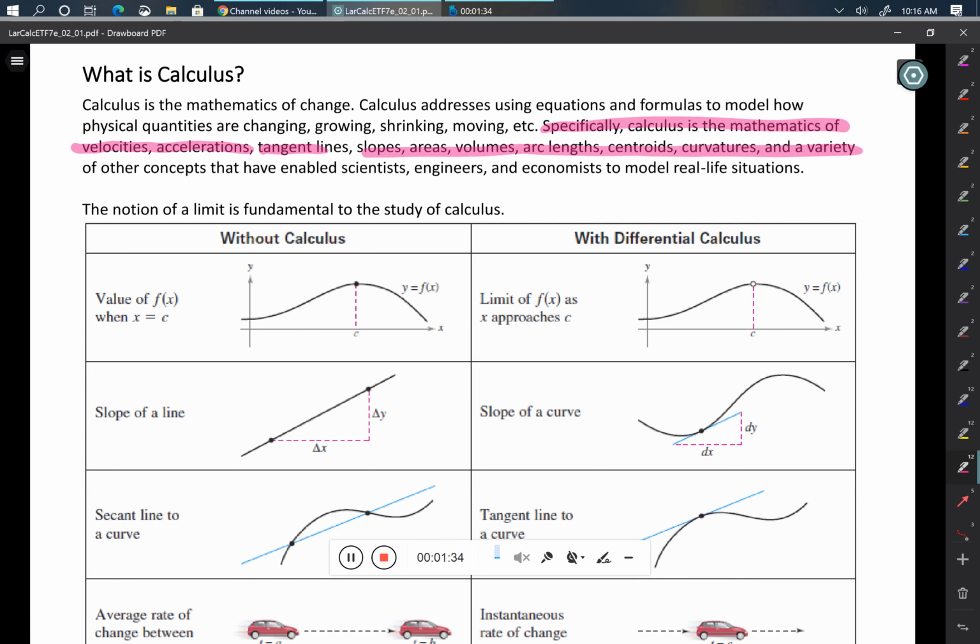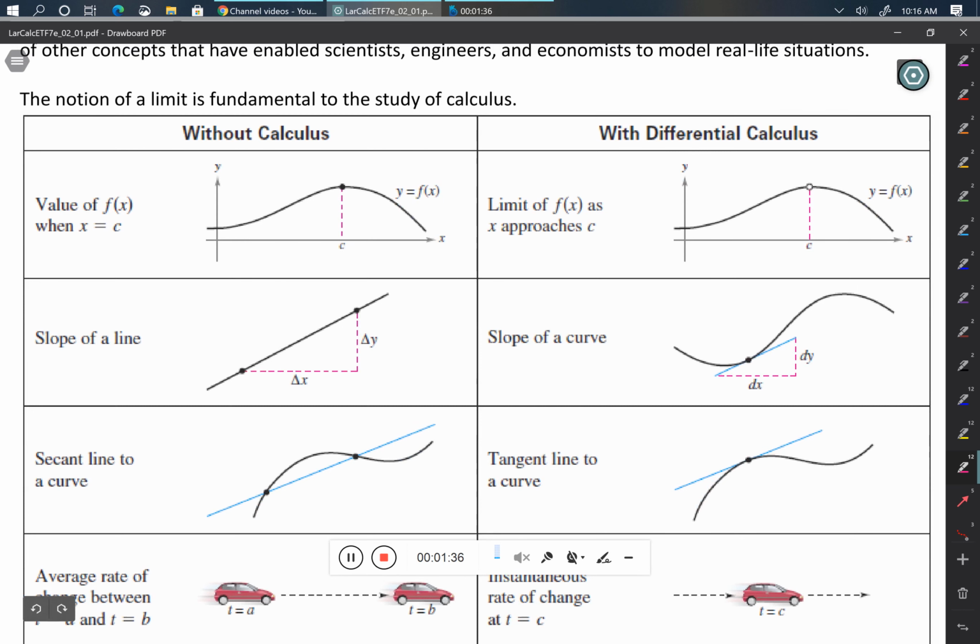Okay? So without calculus, back in your algebra days, you would study functions and you would be asked questions like, hey, for this function, if I told you that x was 5, what's y? Or if I told you that x was 7, what's y? Or if I told you that y was 12, what was x? And you'd work back and forth, finding static points on a curve.